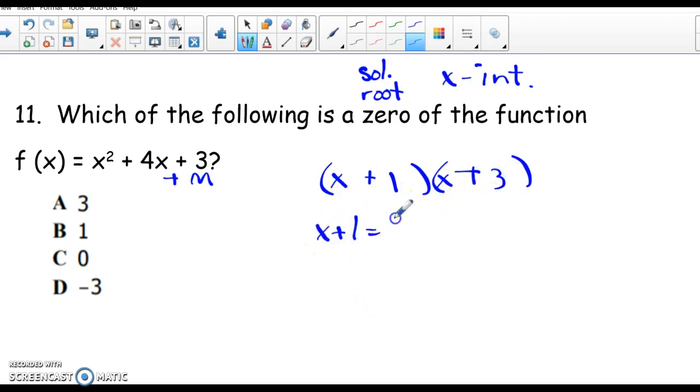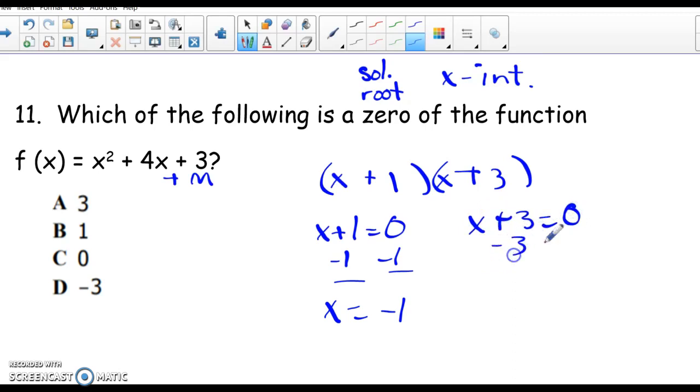Set each of my factors equal to 0. Solve for my variable. So I get x is equal to negative 1. Subtract 3. Or x is equal to negative 3. That's the only one that's there.